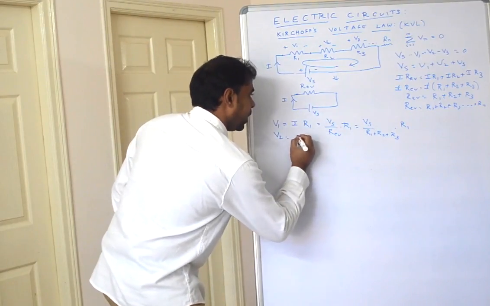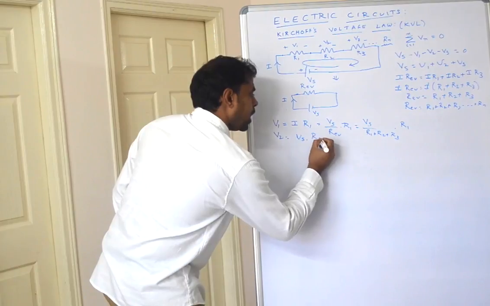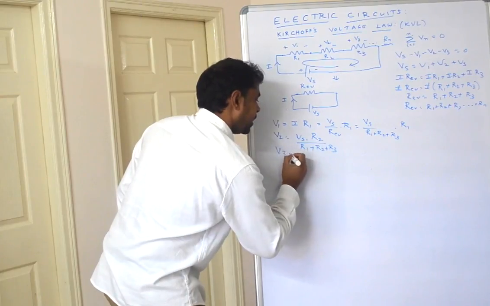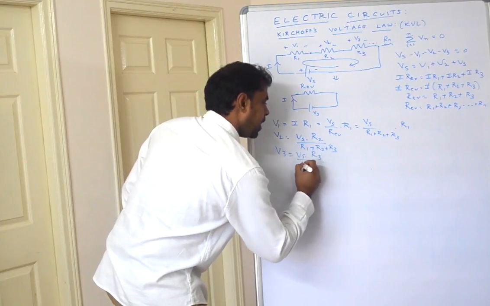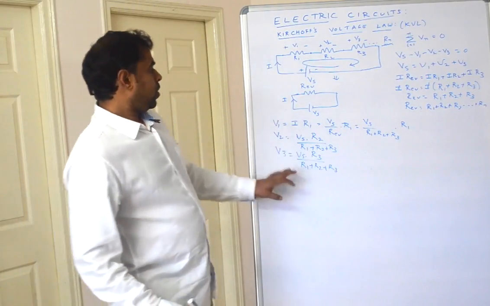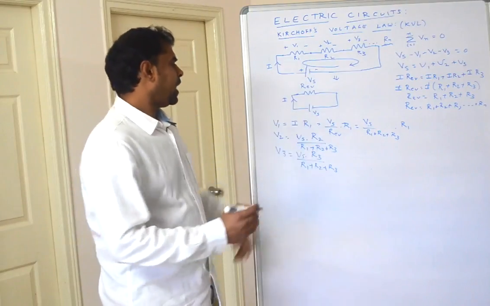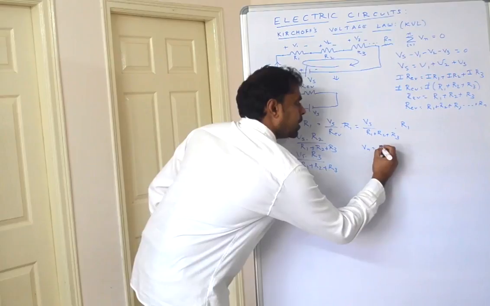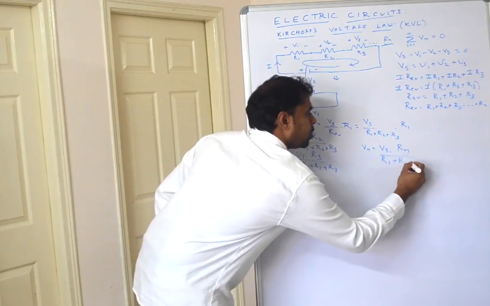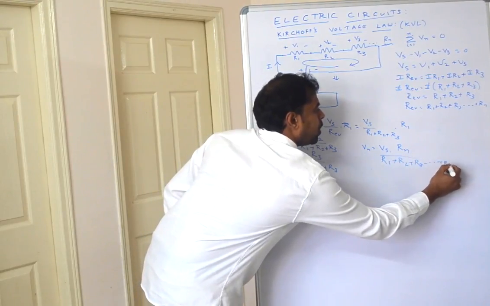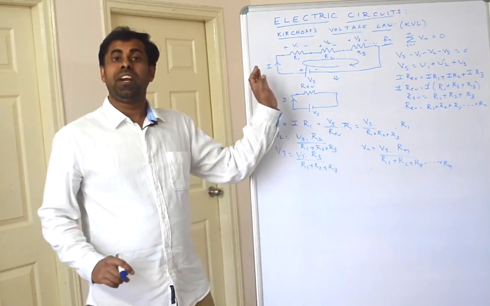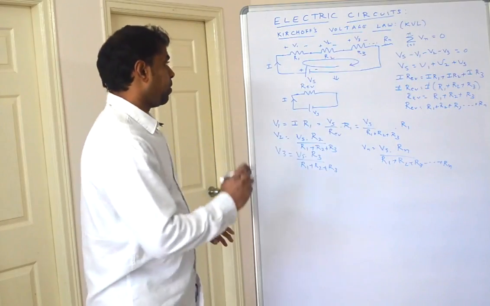Similarly, V2 is nothing but Vs into R2 by R1 plus R2 plus R3. V3 is nothing but Vs into R3 by R1 plus R2 plus R3. Similarly, if n elements are connected, the voltage across the nth element is nothing but input voltage into the resistance of the nth element by R1 plus R2 plus R3 up to Rn. This is the voltage across any element, provided they are connected in series.